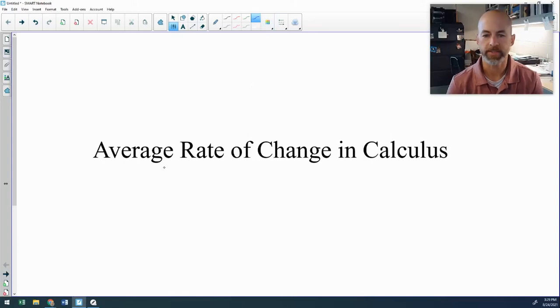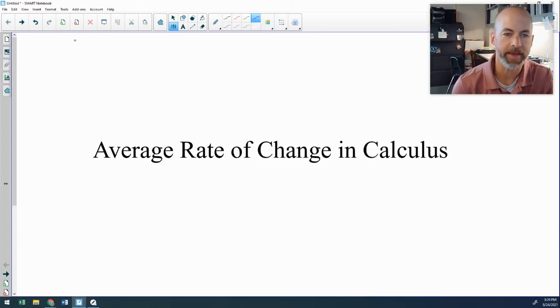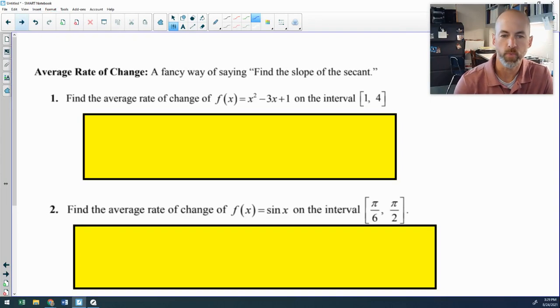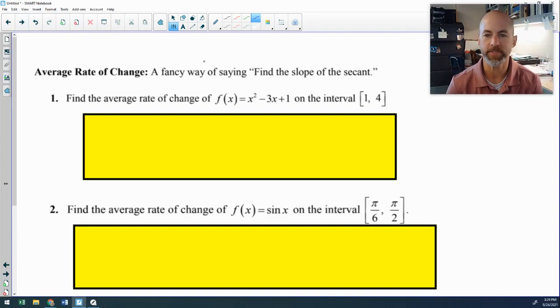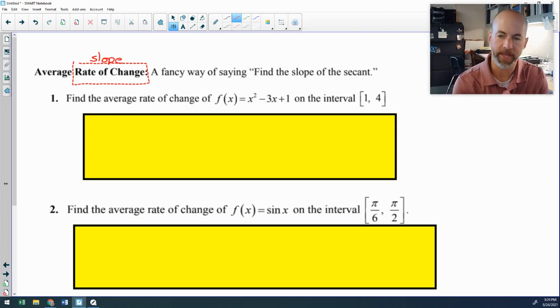Okay, looking at average rate of change in calculus. And with average rate of change, anytime you see the word rate of change, you really just need to think of slope. The phrase rate of change is a reference to slope, always, and how we get the slope may change, but if it's an average rate of change, then we're just doing old-fashioned algebra 1 slope, and so it means find the slope of the secant.